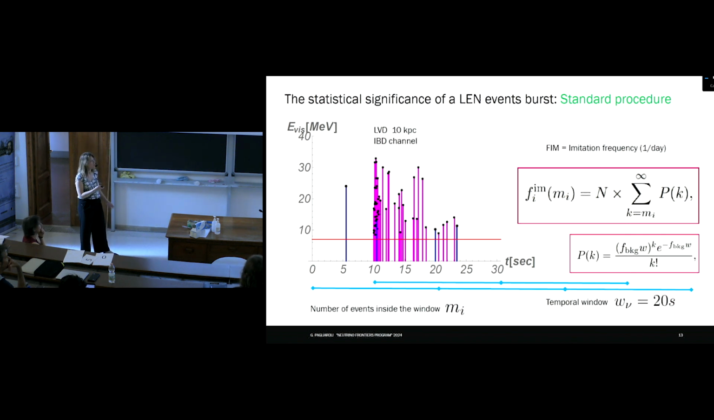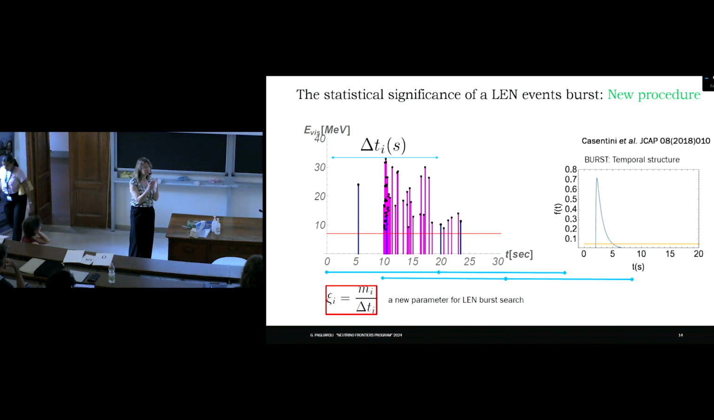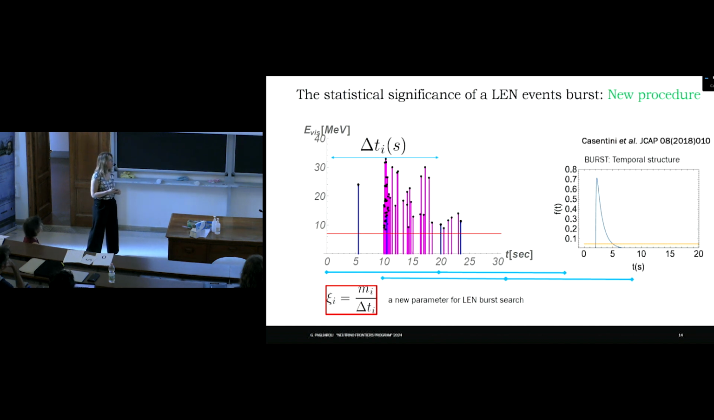However, in this way, you don't take into account an important piece of information: we expect a burst-like structure in our signal, not just a fluctuation, but something that is very clustered in time, in a very short time window. And then we decided to insert another parameter, not only the multiplicity, the number of events inside the window, but also how they are distributed inside.